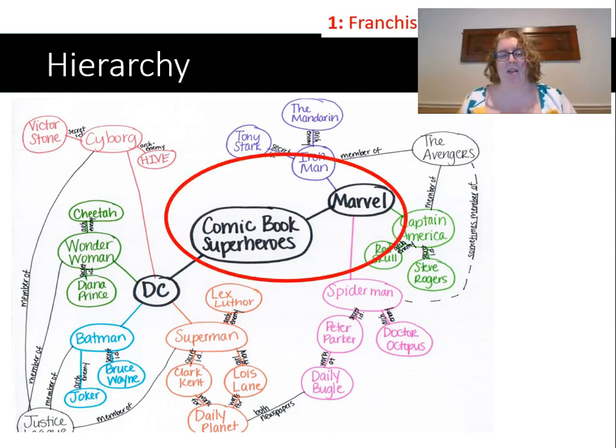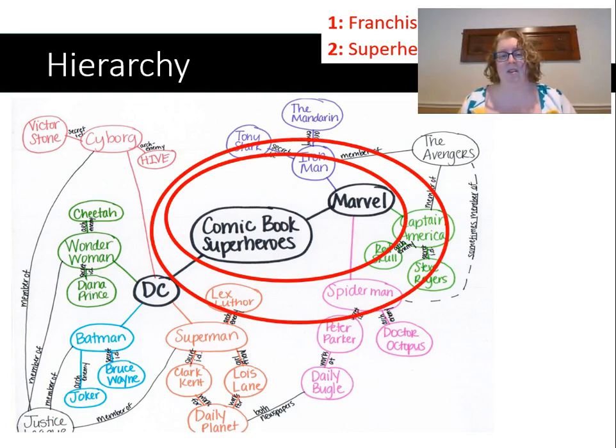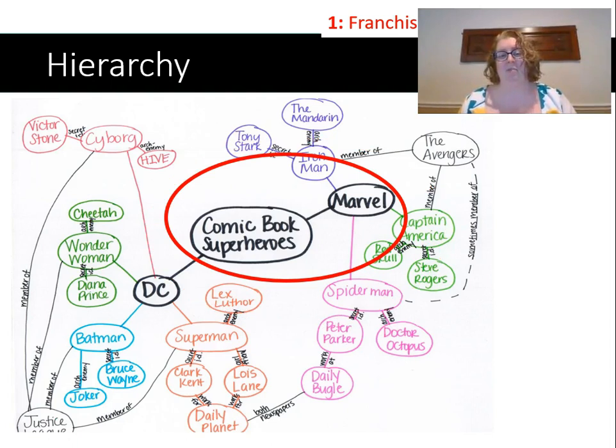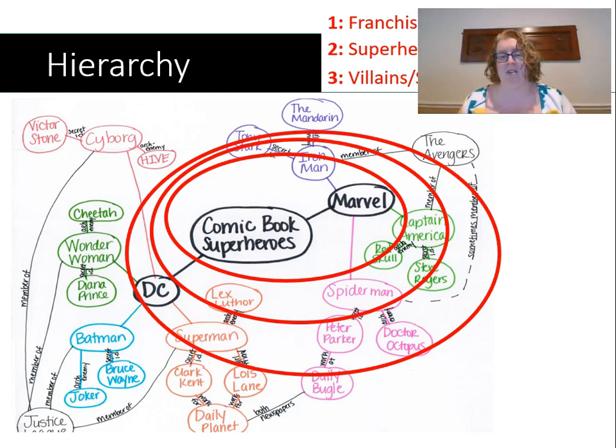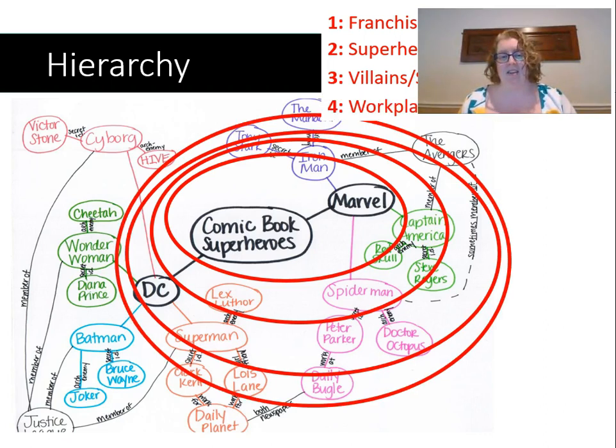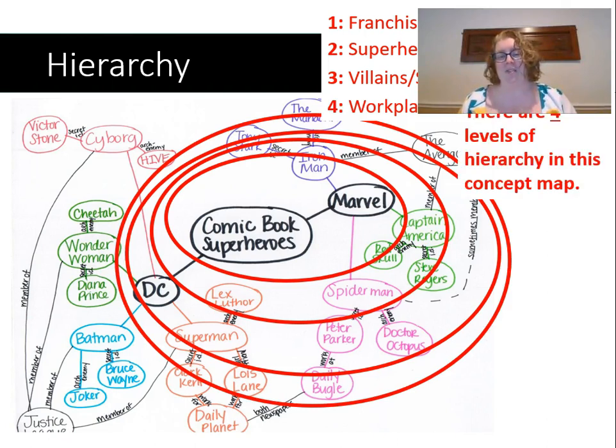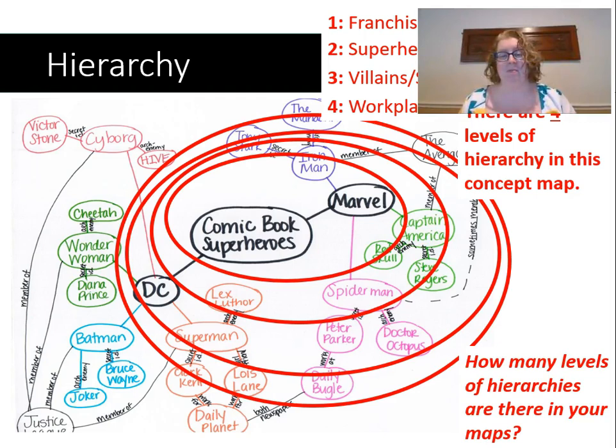So in this example, I have Marvel. Also, I have the level of the franchise, then the level of the superhero, then the level of their secret identity, then the level of where they work. So there's 4 levels of hierarchy to this concept map. The more levels of hierarchy, the more complex my concept map is.